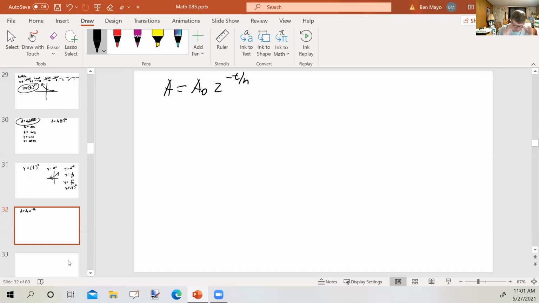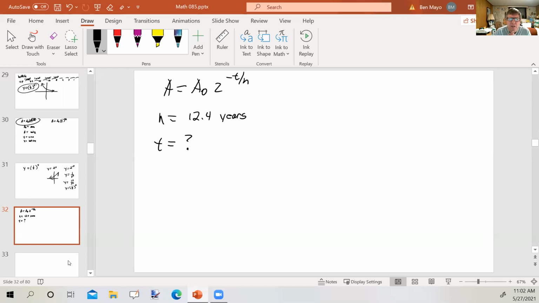Okay, let's take a look at a problem. It says tritium, and I don't know if I'm saying that correctly or not. I'm not a chemistry major. The half-life of tritium is 12.4 years. How long will it take, so time is the question mark, for 25% of a sample of tritium to decompose?